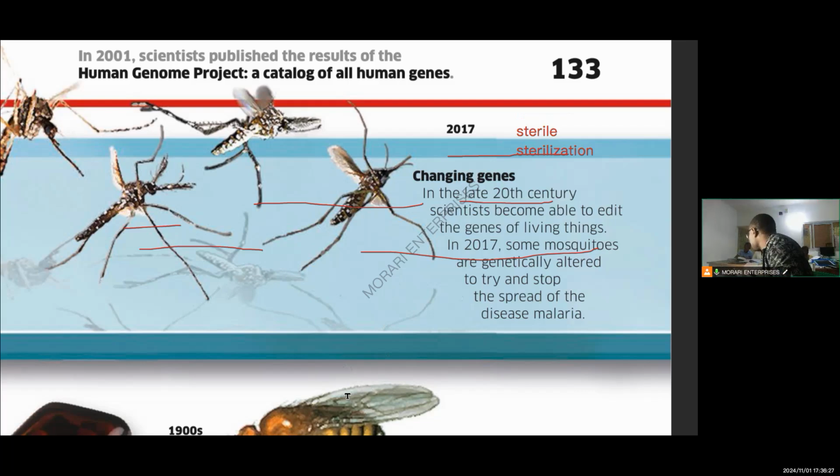But if you sterilize mosquitoes, you also change the ecosystem. Sometimes you make the mosquitoes die young. If you sterilize them, it means they will not reproduce. They will not give birth to new mosquitoes. So what will happen? The mosquito population will reduce. Maybe you sterilize, but not all. The mosquito population will reduce.